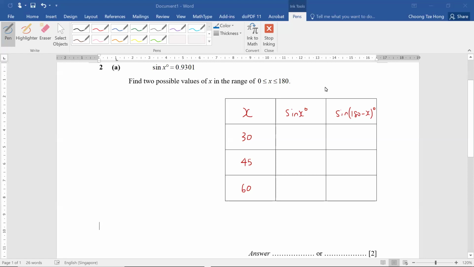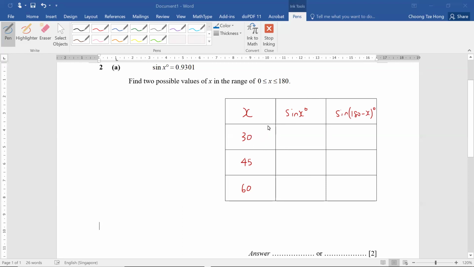to 180. Right, so for this question, we need to apply the concept of the relationship between the sine of an acute angle and its supplementary obtuse angle. Right, so over here I've drawn out a table. So let's explore for x, for the values of 30, 45, and 60. Okay, what's the relationship between sine x degrees and sine 180 minus x degrees?